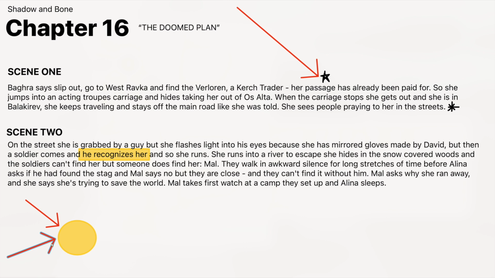Also, it's winter, the Winterfell, right? Snow everywhere, because this is like a fictional fantasy Russia. She hides in the snow-covered woods, and the soldiers can't find her. She hears them saying, nope, not here, nothing's here. But someone does find her.